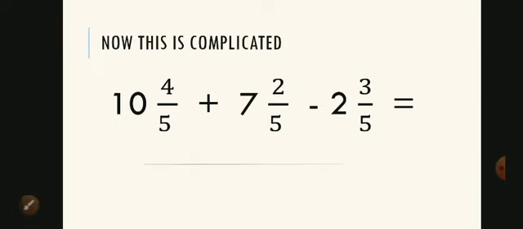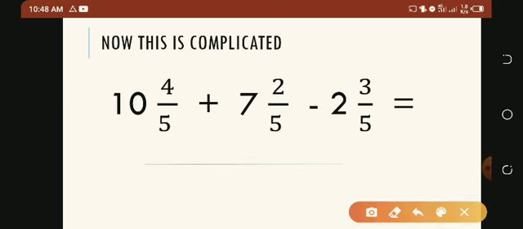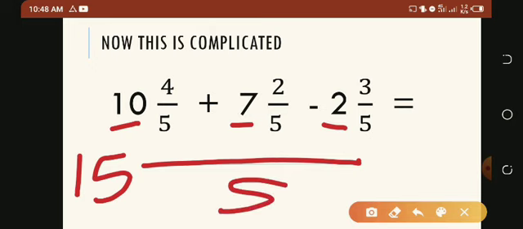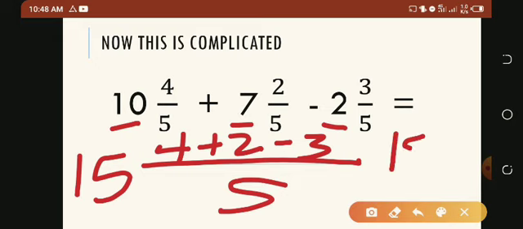Now, this is complicated. This one has addition and subtraction. So according to the rule of BODMAS, we will do addition before subtraction. We will get there, but let me just explain. We draw a line again. We add before we subtract. So 10 plus 7 is what? 17. 17 minus 2 is what? 15. Our common denominator is what? 5. Then we say 4 plus 2 minus 3. 4 plus 2 is 6. 6 minus 3 is 3. So your final answer will be 15 whole number 3/5.